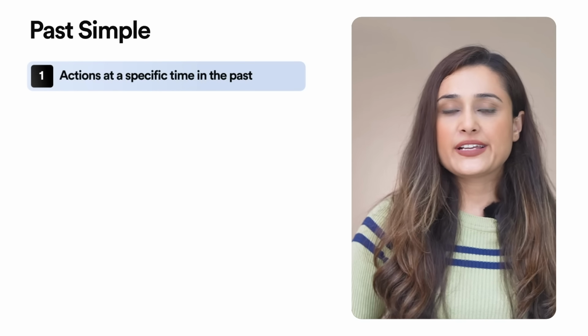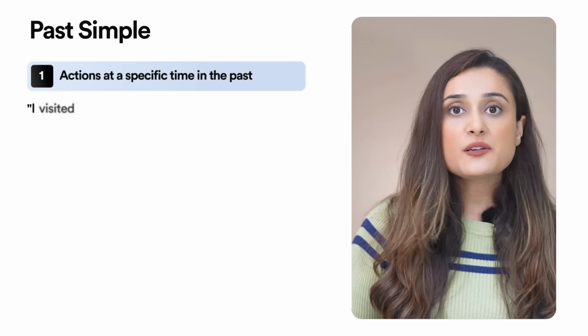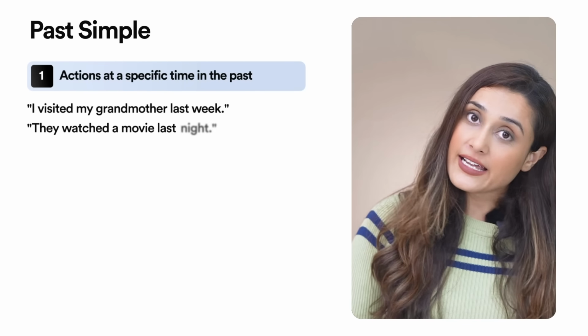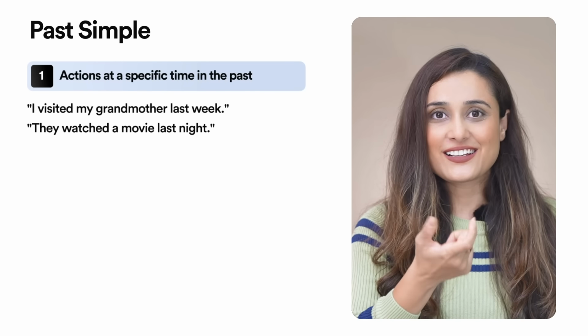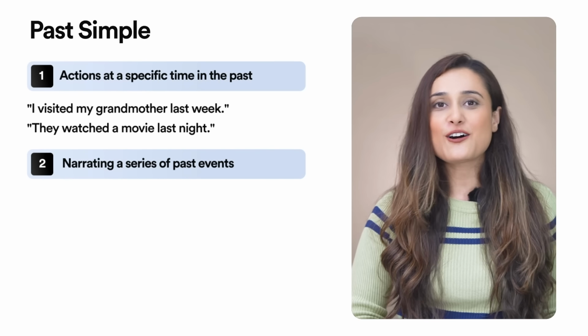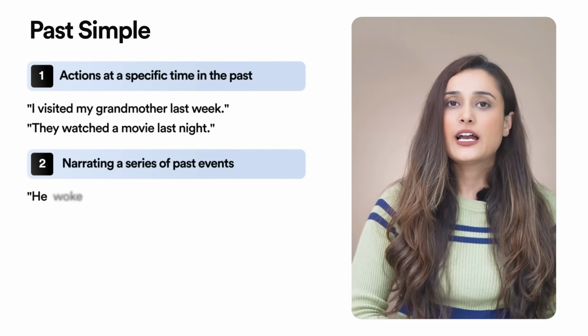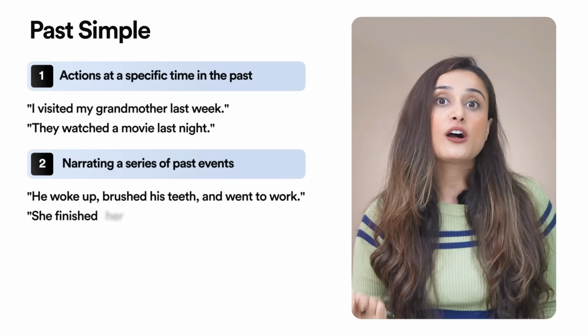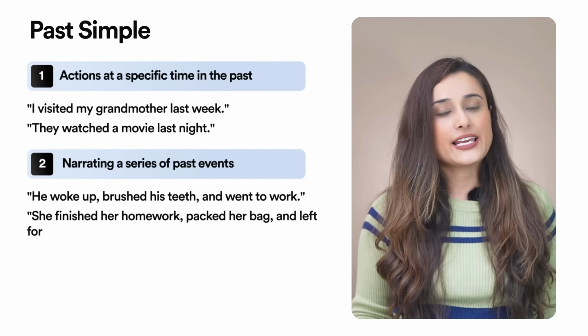Actions at a specific time in the past. I visited my grandmother last week. They watched a movie last night. Okay? Specific, last week, last night. Next is for narrating a series of past events. Very helpful. He woke up, brushed his teeth, and went to work. She finished her homework, packed her bag, and left for school.